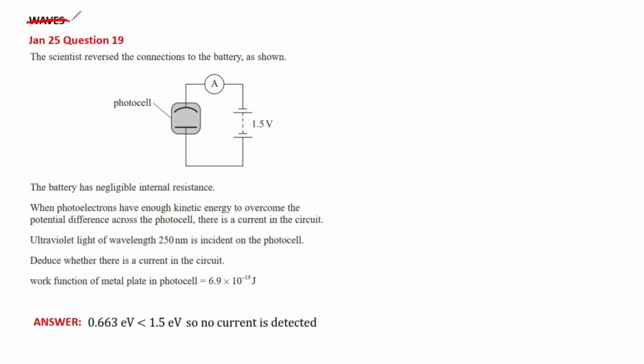So, a scientist reversed the connections to the battery as shown below, right? The battery has negligible internal resistance. When photoelectrons have enough kinetic energy to overcome the potential difference across the photocell, there is a current. So this line is the most important one. When the photoelectrons have enough kinetic energy to overcome the potential difference across the photocell, there is a current in the circuit. So the kinetic energy has to be greater than the work done by this potential difference, right?